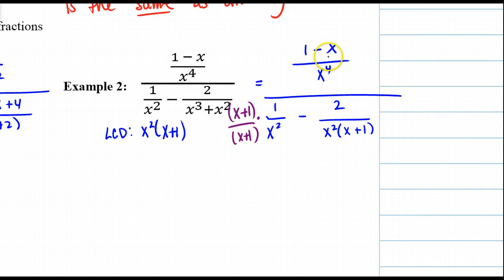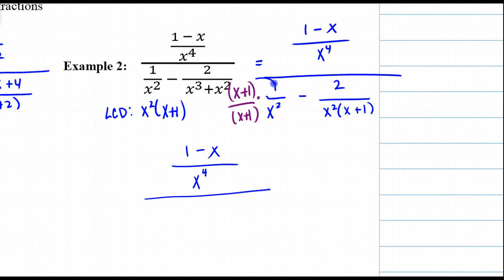So again, I'm not even touching this top fraction yet. That's just staying 1 minus x over x to the fourth. And now I'm going to combine this. So I'm going to distribute this 1. It just becomes x plus 1 minus 2 over x squared times x plus 1, because now I have this common denominator.